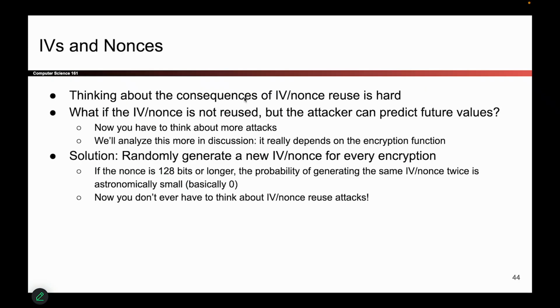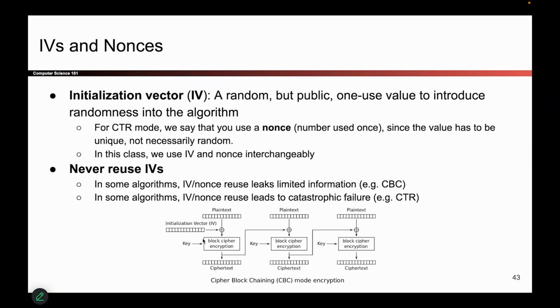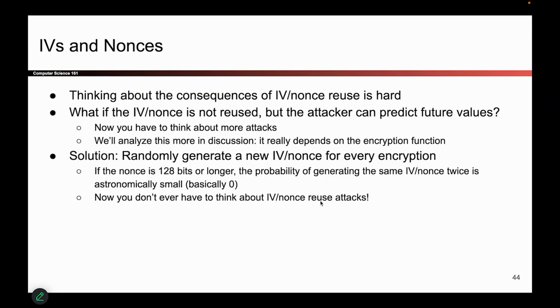So if you do reuse IVs and nonces, then you have to think really hard. If you want another argument for why you don't want to reuse them, if you do choose to reuse them, you're going to be stuck for a long time thinking about what you leaked. So we used CBC to show that IV reuse leaks limited information, and in CTR mode, it leaks the XOR of the two messages. If you reuse IVs, you now have to think really hard about specific attacks. So there are all these complicated attacks you have to think about if IVs get reused.